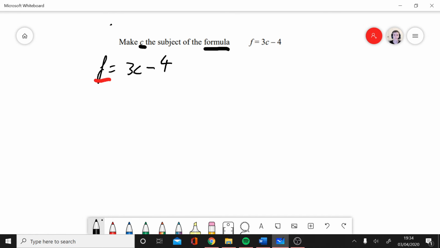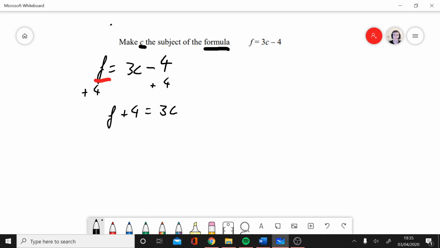So what we're going to do in this scenario is add 4 to both sides. And we can see that on this right-hand side, for 3C minus 4, add 4 becomes 0. So we're left with F plus 4 is equal to 3C. Remember, what you do to one side, you must do to both sides. So now we have F plus 4 being equal to 3C.